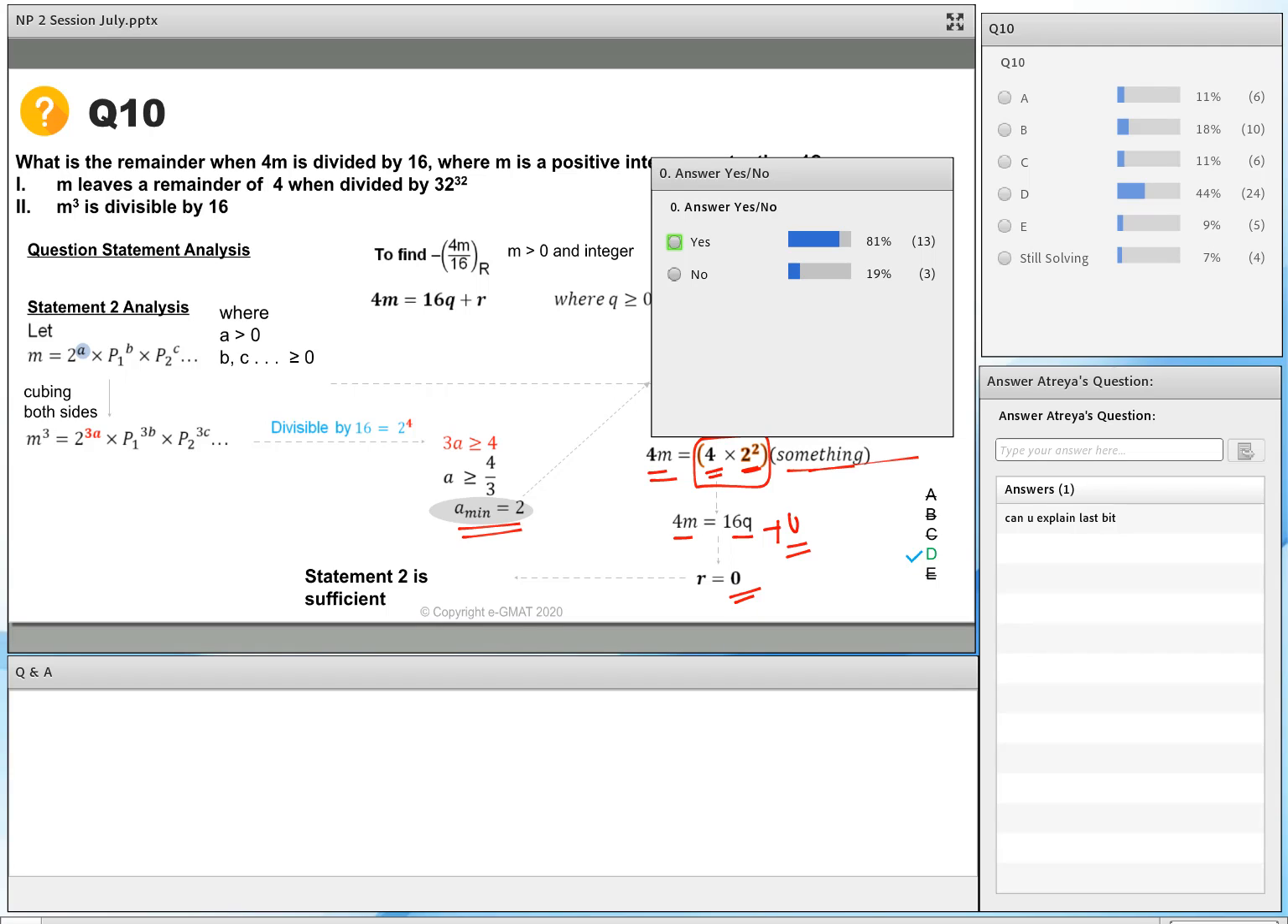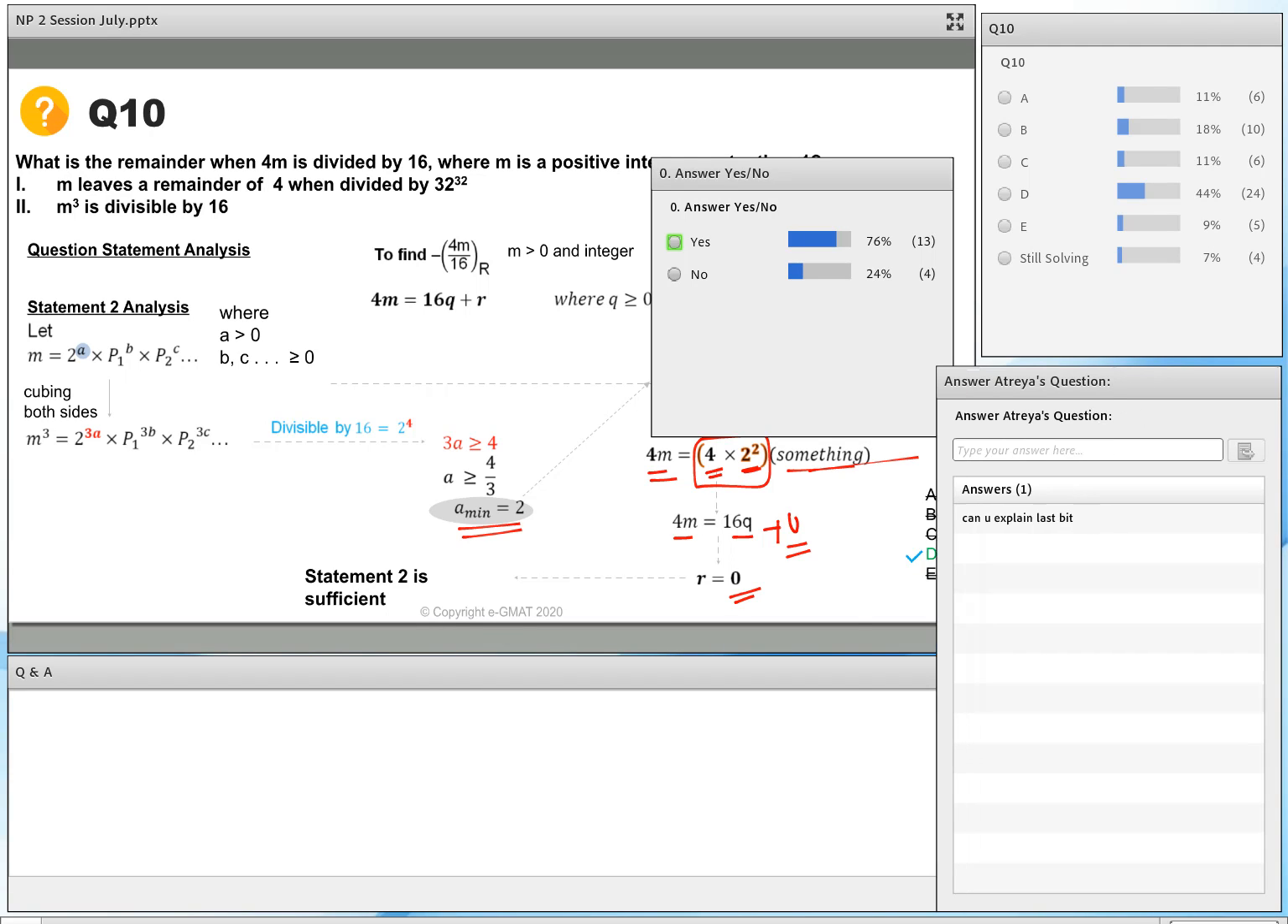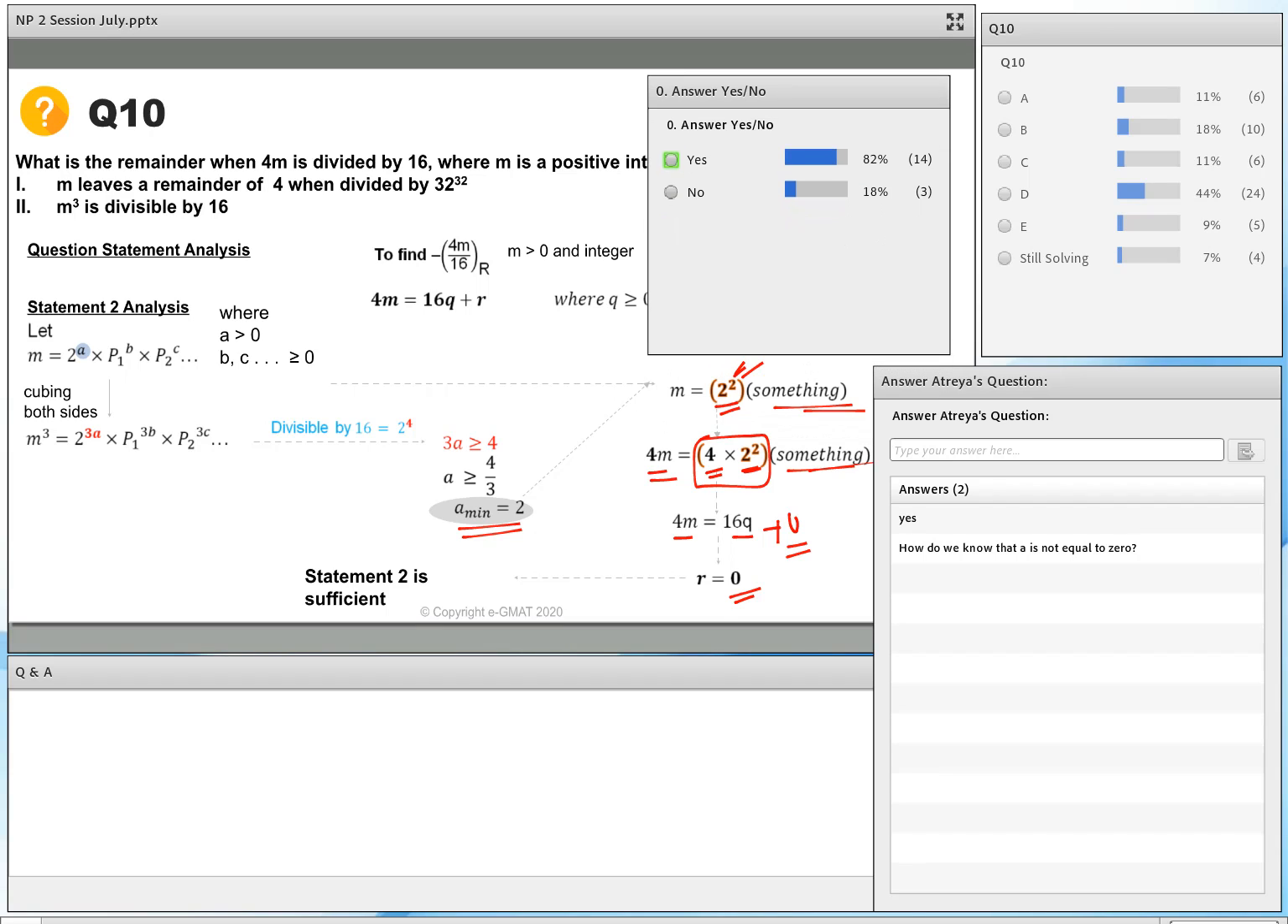Can you explain the last bit? Yes. You understood that the minimum value of A is equal to 2, correct? How do we know that A is not equal to 0? If A is equal to 0, then my value of m cube won't be divisible by 2. If A is equal to 0, m cube does not contain a 16 inside it, child. It has to have some part of 2 in it, otherwise my number won't be divisible by 16, right?